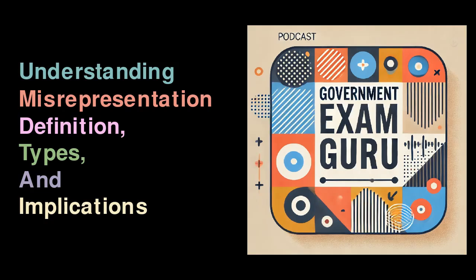Understanding misrepresentation: definition, types, and implications. Misrepresentation is a critical legal concept in contract law that can significantly influence the validity of agreements between parties. This article delves into what misrepresentation entails, its types, how it can void contracts, and its implications in various sectors such as real estate and finance.